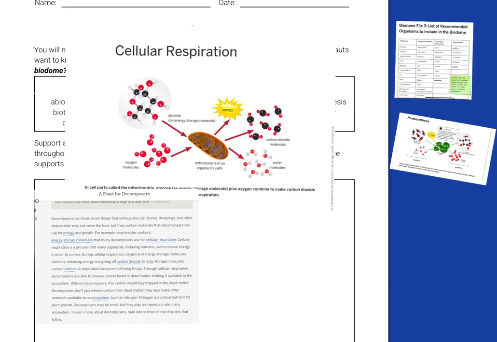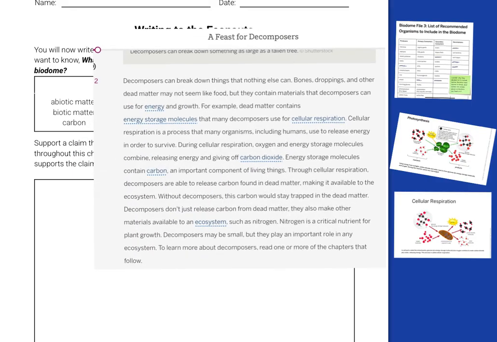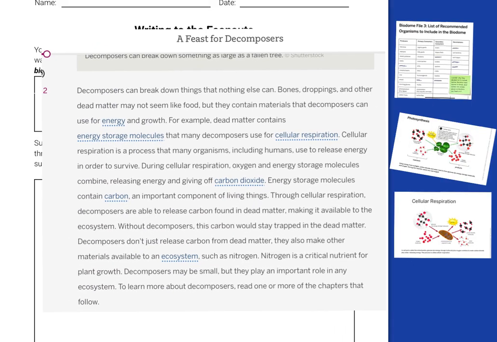Okay, great. Now something also important to know is that you have this. We had A Feast for Decomposers from lesson 5. Notice here that this is paragraph 2 from the A Feast for Decomposers article. And what does it say about decomposers? What could you take from here? So that it could support or it can refute the claim. Think about that now.